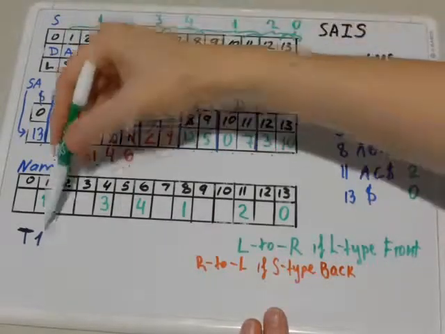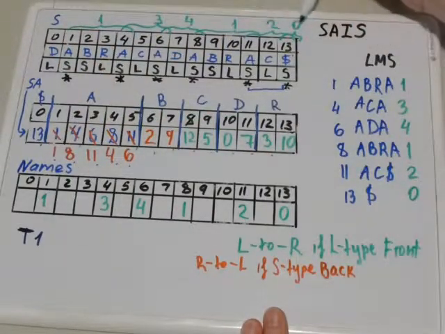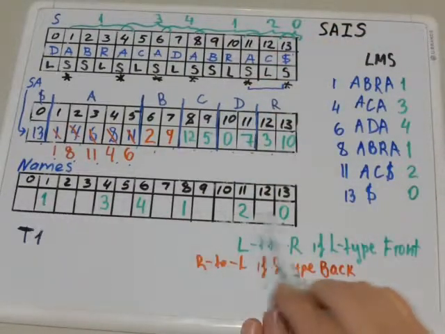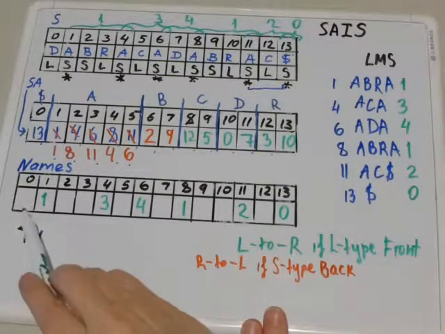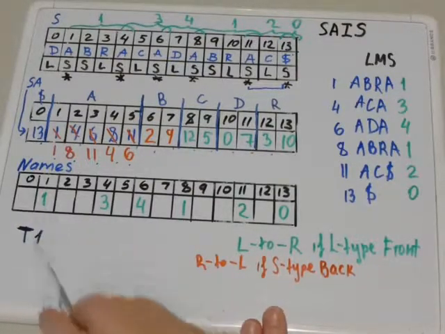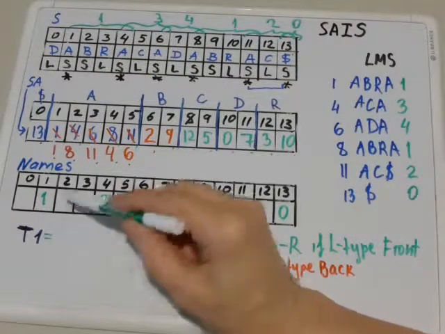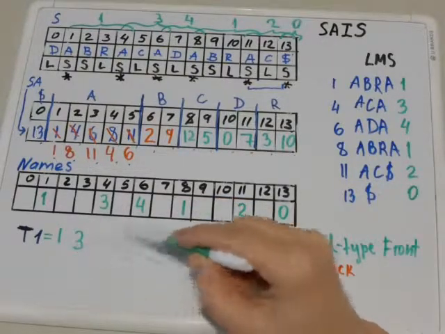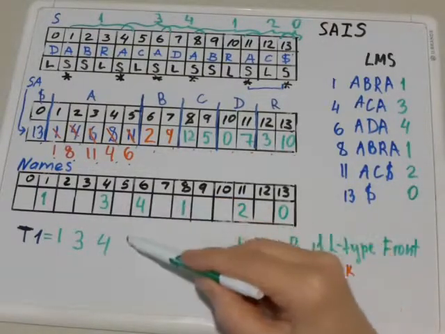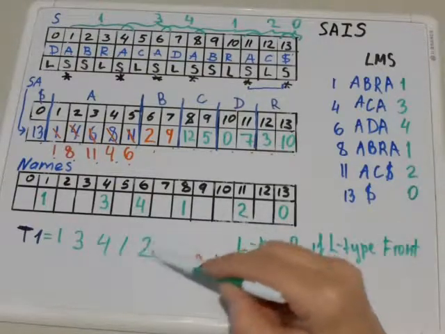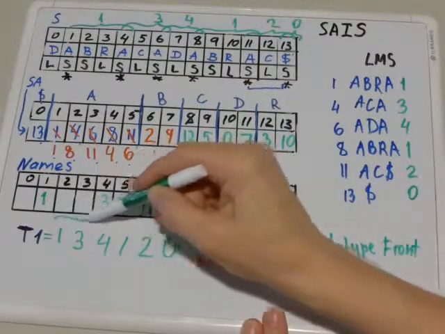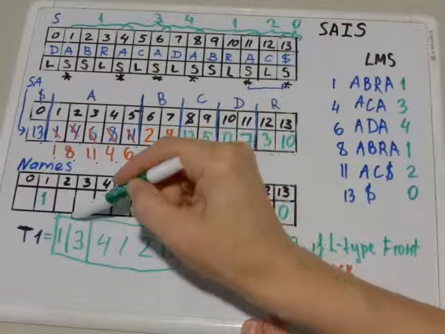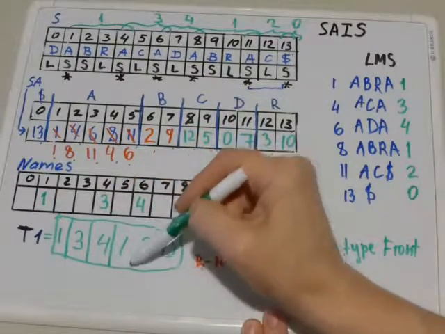So the T1 will be 134120. How can you find it? Using your array, you scan the array names, assuming that you initialized it with -1. If it is not -1, then it is a name in T1. So push back this value into T1. 1, 3, 4, 1, 2, and 0. This would be our shortened string that will be passed to the next recursive call in the SAIS algorithm.